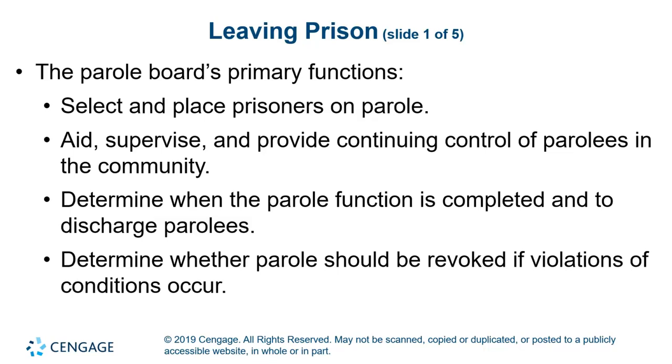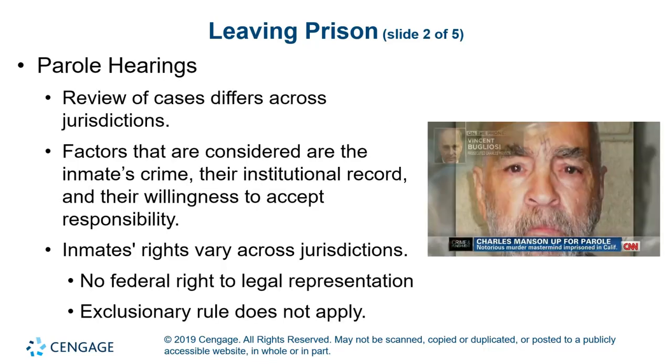So how do they get parole? Well, basically it's through a parole board. The parole board's primary function is to select and place prisoners on parole, aid and supervise and provide continuing control of parolees, determine when the parole function is completed, and to discharge a parolee, meaning take them off parole, and determine whether parole should be revoked if some type of violation occurs. So that's the job of the parole board.